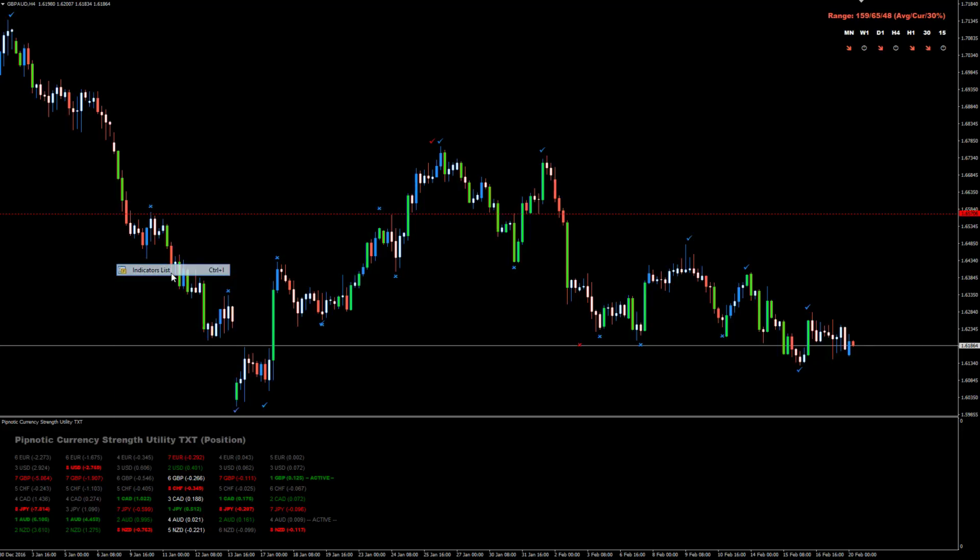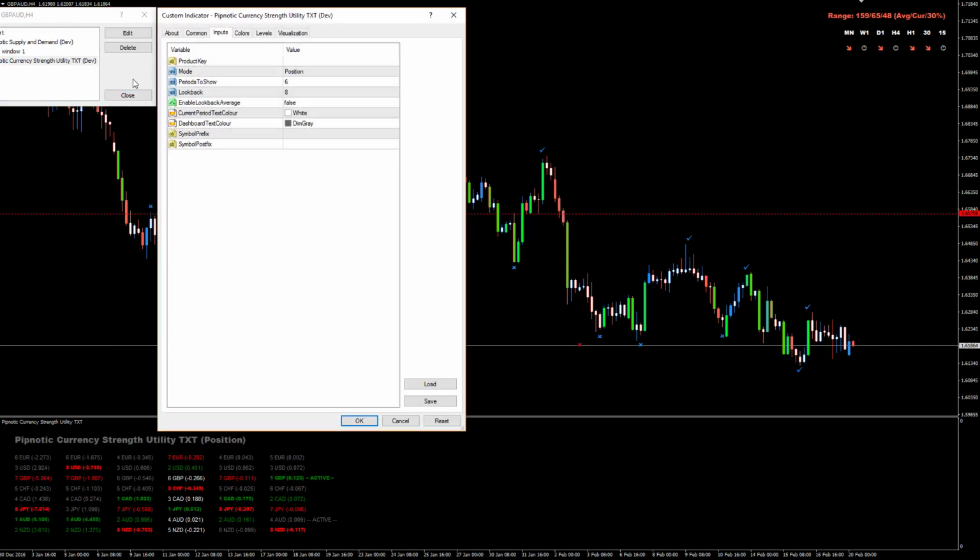If we have a quick look at my settings, I'm using the position mode, because this gives me more information. Periods to show is 6, so we're showing 6 periods here. The look back is set to 8, and enable look back average is set to false. If you set this to true, this will just show you a simple moving average of the strength information, so it'll just smooth out the readings here. But I leave this to false because I like to have nice bleeding edge strength information.